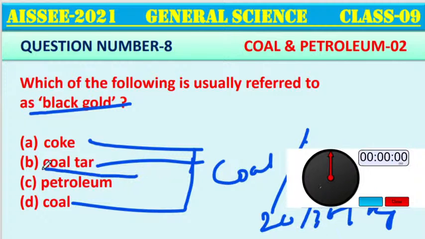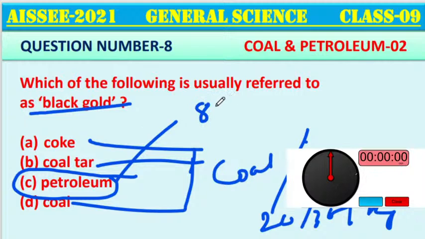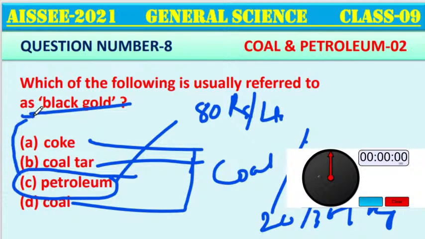But petroleum products are very costly. If you want to buy kerosene, you will pay 40 rupees, but if you want to buy petrol, it is 80 rupees per liter. So petroleum products are very expensive. So that's why it is called black gold. Okay. So the answer is C. Skull Gamer is saying C. Very good, very good.